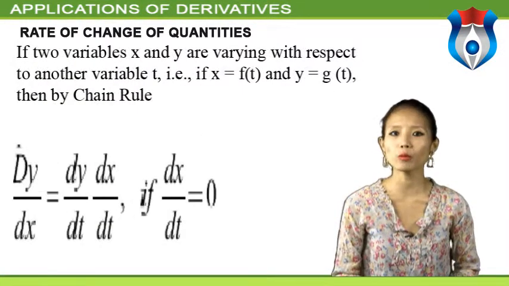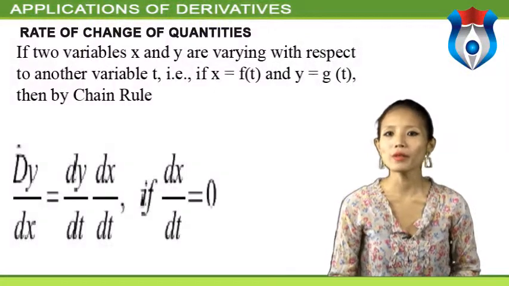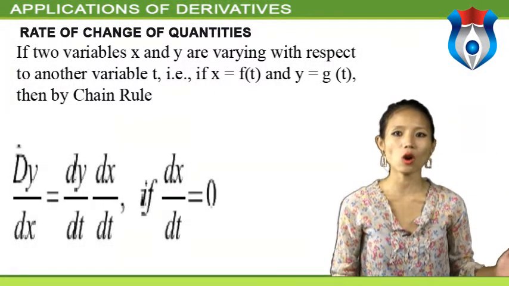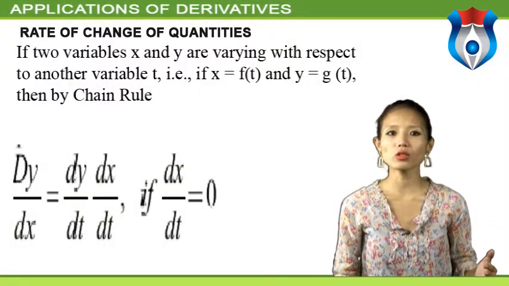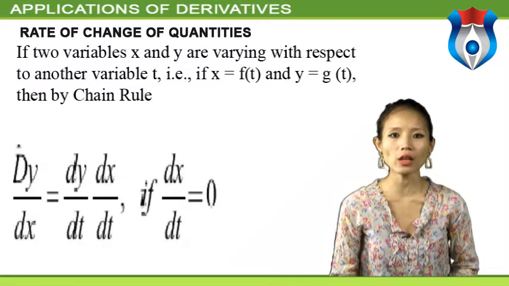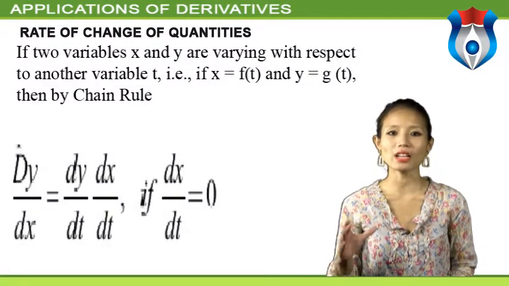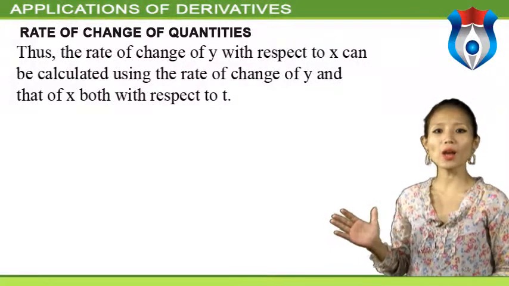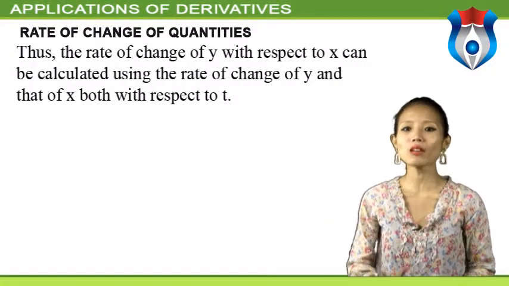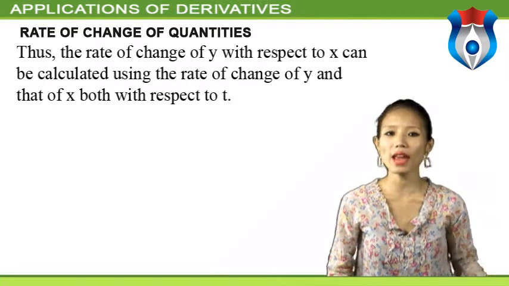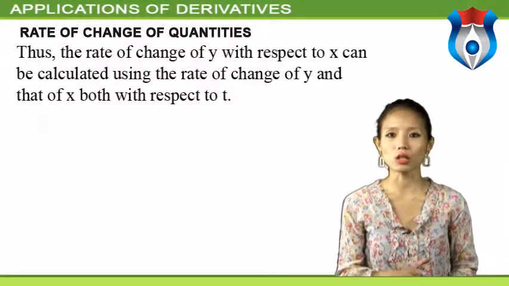Further, if two variables x and y are varying with respect to another variable t, that is if x equals f of t and y equals g of t, then by chain rule we have the derivative of y with respect to x as shown on the screen. Thus, the rate of change of y with respect to x can be calculated using the rate of change of y and that of x both with respect to t.